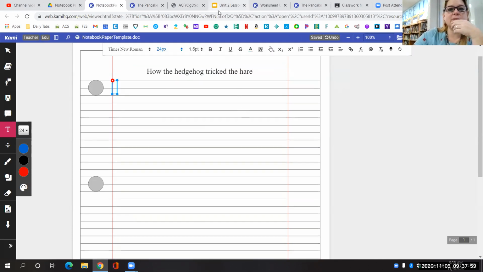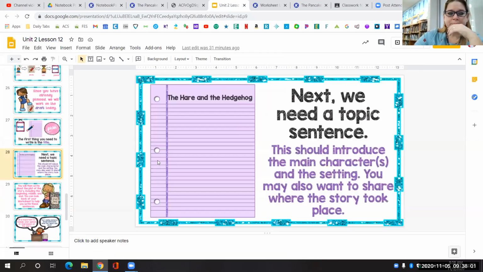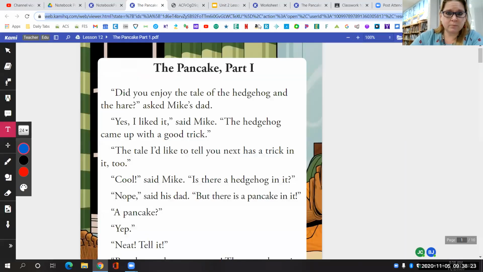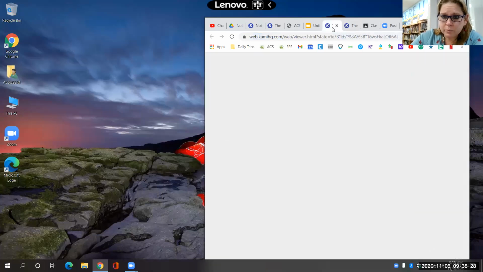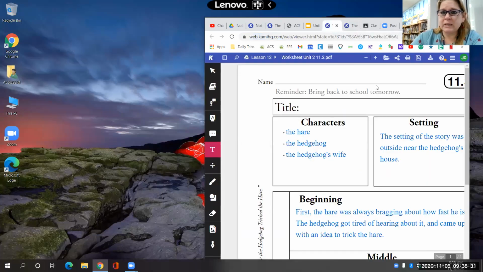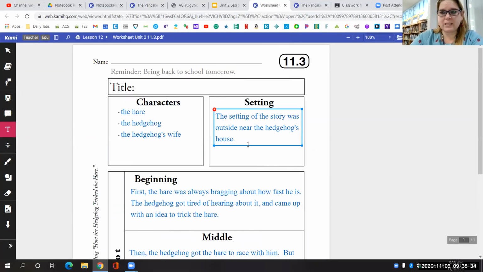All right, so let's go back and see what we need to do next. So we got a title. It says now we need a topic sentence or a topic statement like we did before. And this should introduce the main characters and the setting. And we also want to share where the story took place. Okay, that's the setting, right? So go back to our notebook paper. Okay, so we need to introduce the characters and we need to introduce the setting. Okay, so we need to think, how can we do this?